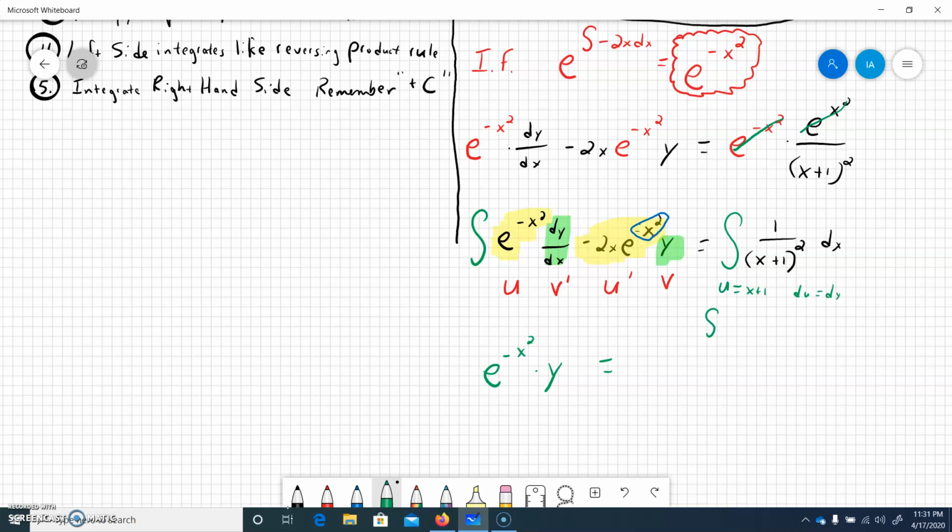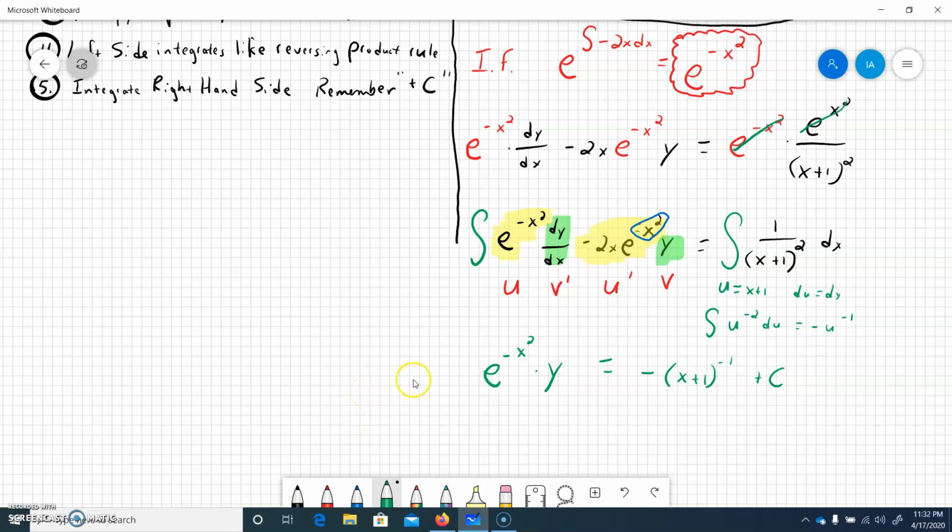So we'd write this as basically u to the negative 2 du, which would be u to the negative 1 times negative 1, which if we plug our u back in, we would have negative x plus 1 to the negative 1, and then don't forget the plus c.